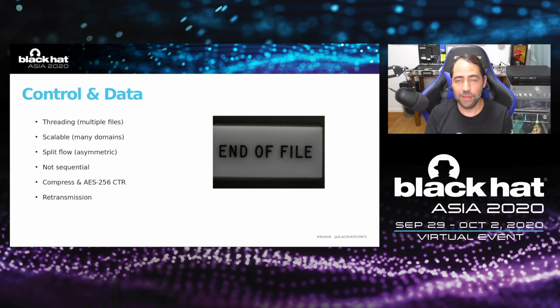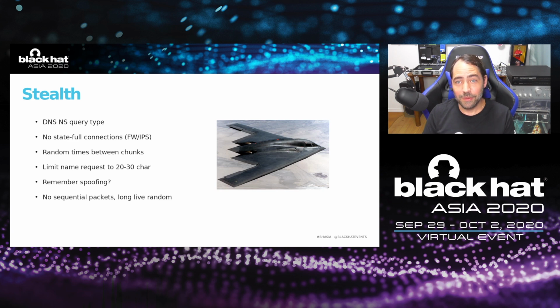We just want the control traffic to tell the external server, "I'm going to send you this file, this big, this is the name," and then we want to send the whole file in multiple queries using the data domains, right? We also don't want to do it sequentially, sending chunks of data 1, 2, 3, 4, because that also gets flagged. And we want to compress the data, and encrypt it with reliable strong encryption like AES-256 CTR, right? And one more, we want to add a capability for retransmission, because UDP packets get lost sometimes, right? And we want those capabilities. What else do we want? We want many things, right?